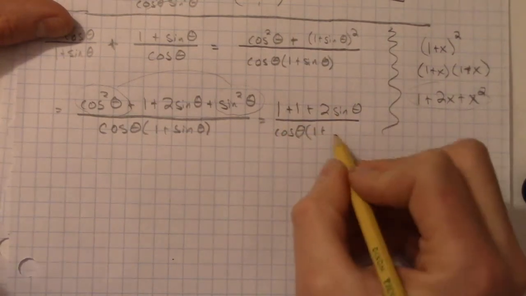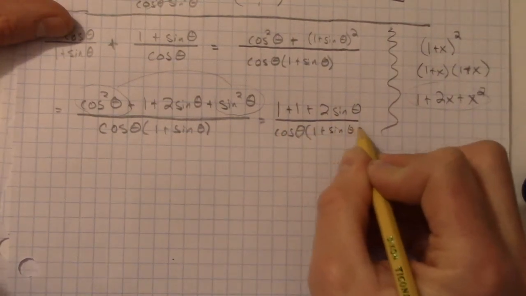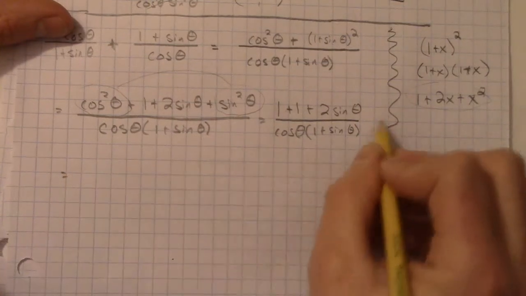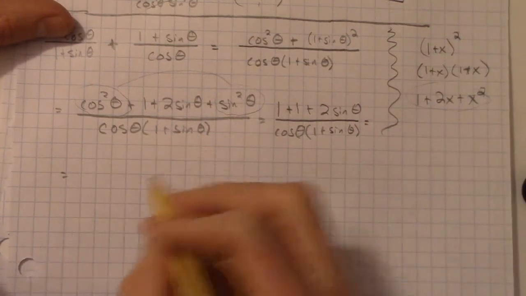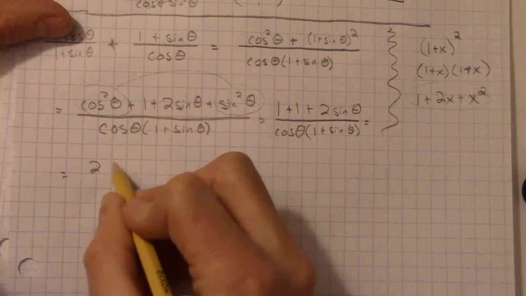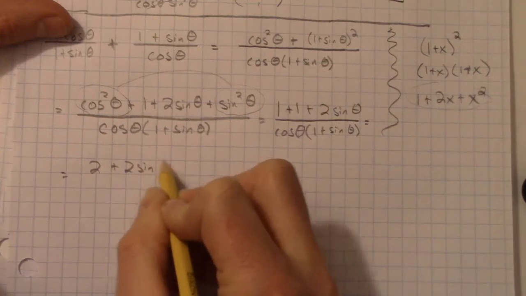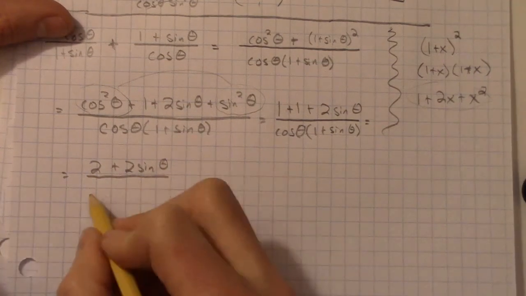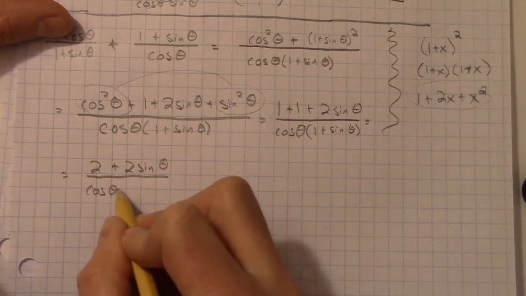Oops, forgot a parenthesis. Sorry about that. I'm going to come down here. This comes down over here. So 1 plus 1 is 2 last time I checked. All right. Then I've got cosine theta.